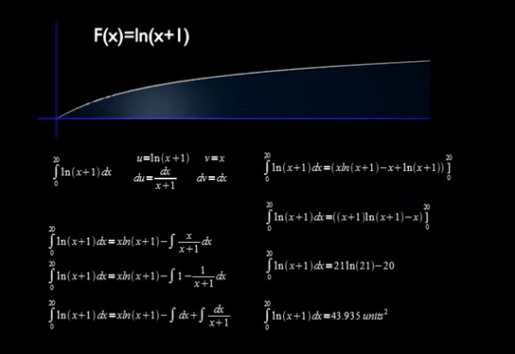So the integral from 0 to 20 of ln of x plus 1 dx is equal to x plus 1 times the ln of x plus 1 minus x from 0 to 20, which is equal to 21 ln of 21 minus 20, which is equal to 43.935 units squared.